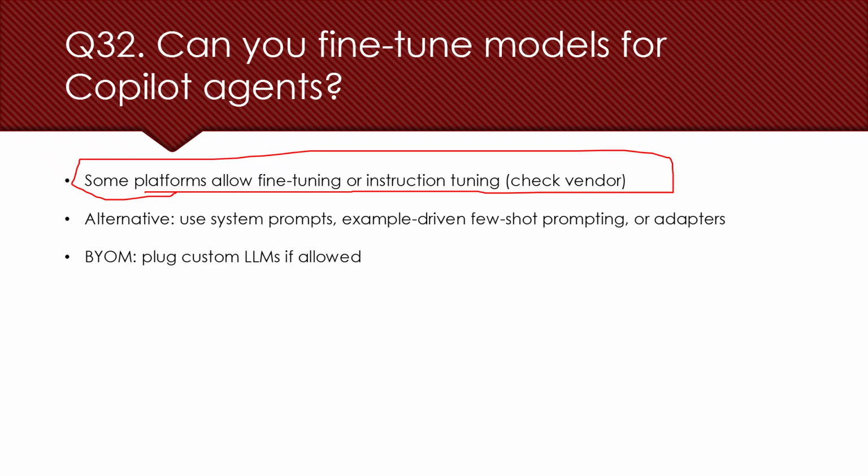If fine tuning is not available, then the alternative is to use system prompts, example driven prompts, or some type of adapters. For example, we can use lightweight adapters that sit between the retrieval and model invocations. Copilot also supports the BYOM scenario, okay, where you can integrate privately hosted models under your governance.